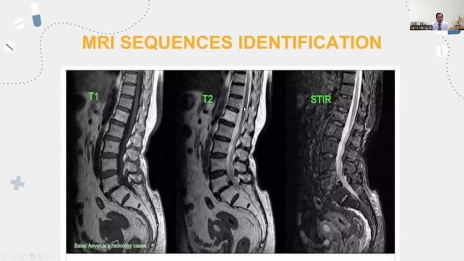So this is a T1 weighted image. You can see the CSF is completely black. You can see some degeneration in the L5 and S1 region with the reduction in joint space. Then this is a T2 image where the CSF has become white, but the bone of the lumbar spine has also become white. And this is a STIR special imaging where you can again see that the CSF is white and the bones have become black.